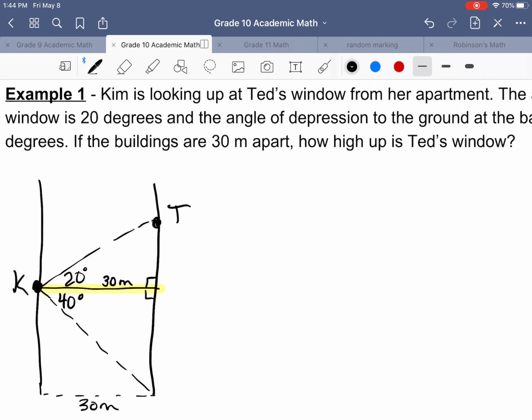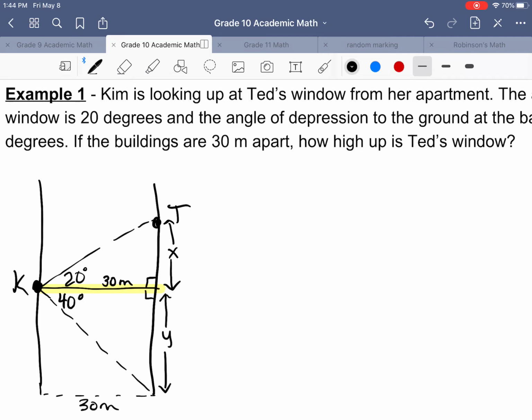So notice we now have two right triangles, and we have to figure out how high up Ted's window is. So what I'm going to do is split up parts of our triangle here. I'm going to label this part for our top right-hand triangle X, and then I'm going to label this part for our bottom triangle Y. Now, I've had to split it up like that and not just label it as this large or overall triangle, because we don't have enough information to actually solve it that way at this point.